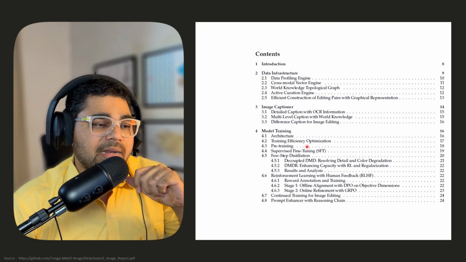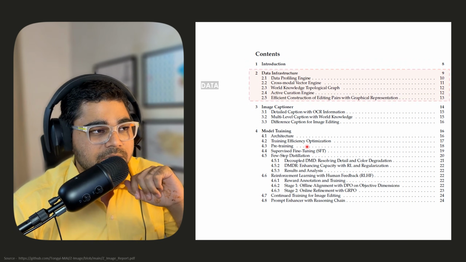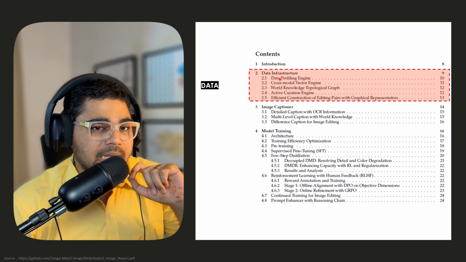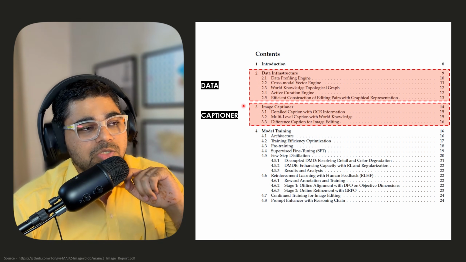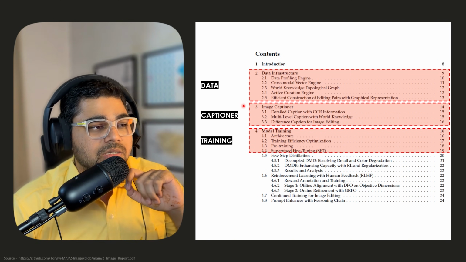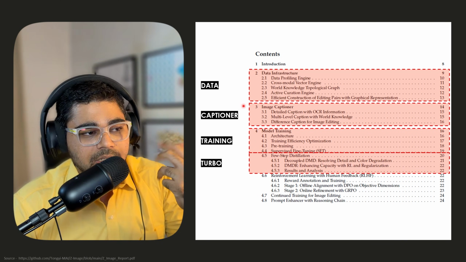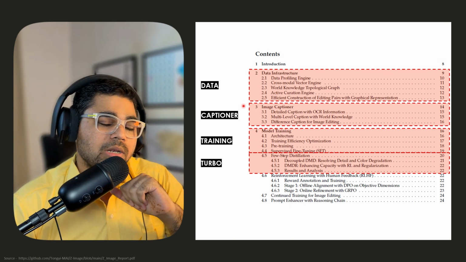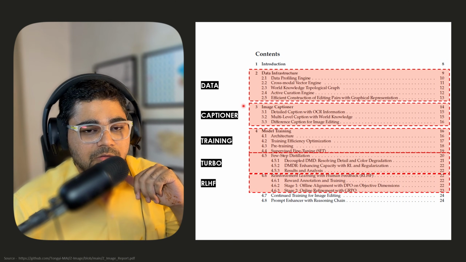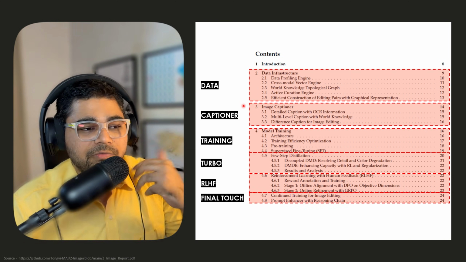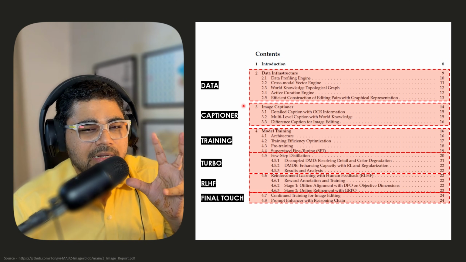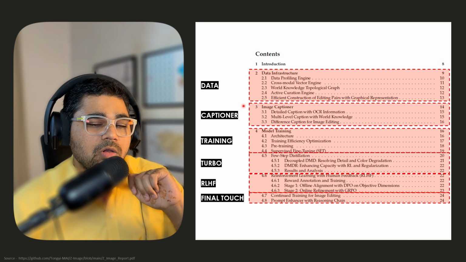So the way I've divided the training process is into these 6 stages. The first stage is going to be data and how it is curated. The next one is going to be how they're adding captions to these images. The next one is going to be how the model is trained, what the architecture and the objective are. The next is how the turbo model is trained. The next is RLHF, which is how they're improving this model by human feedback. And lastly, some final touches with a prompt enhancer. Okay, now let's see all of these 6 stages.